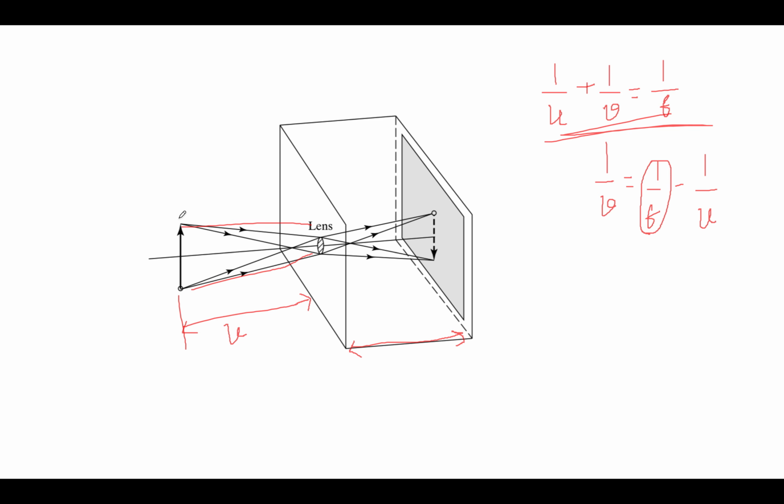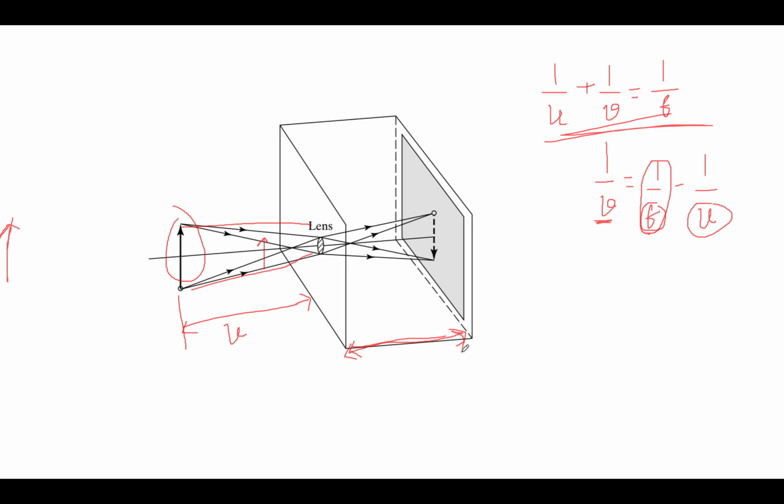So if I were to, for example, bring this object very close, I may not be able to capture it completely. Or if I take it too far away, it's still the same thing. I may not be able to capture it properly because I'm changing u and keeping f constant. So my image distance would change, and that image distance need not be the same as this distance here, right? So your image can get blurred.